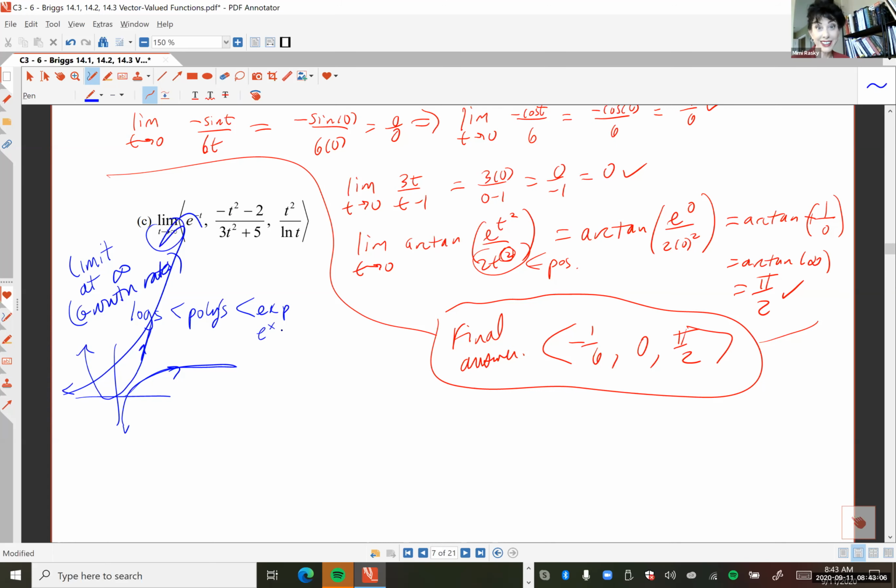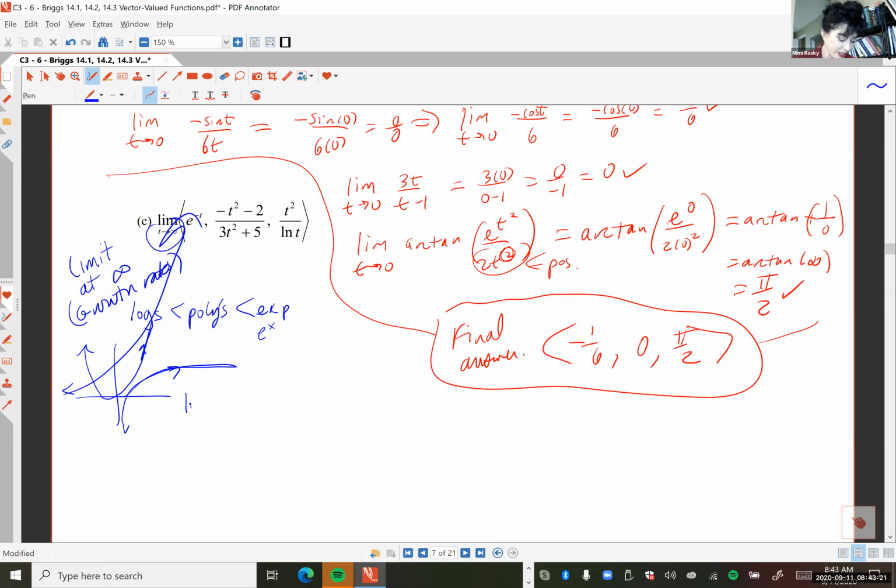Who goes to infinity faster than e to the x? Well, x to the x. So that's one. And also factorials, but we're not going to deal with factorials in this course, just to let you know. Remember, we're not going to do sequences and series either.